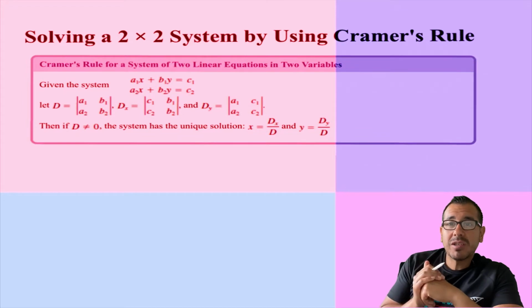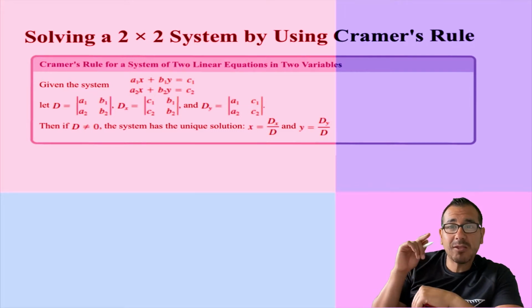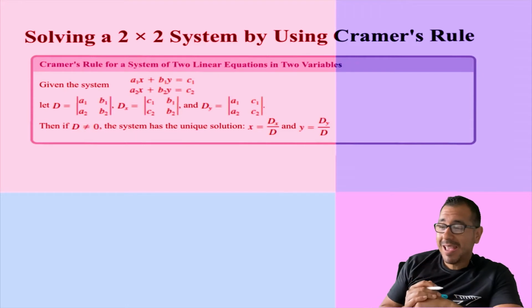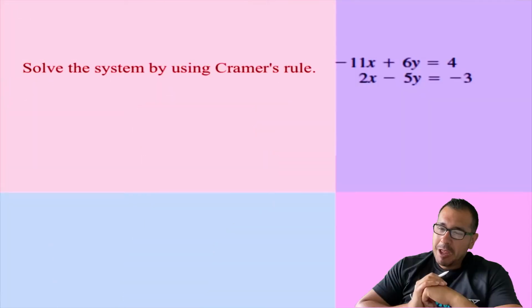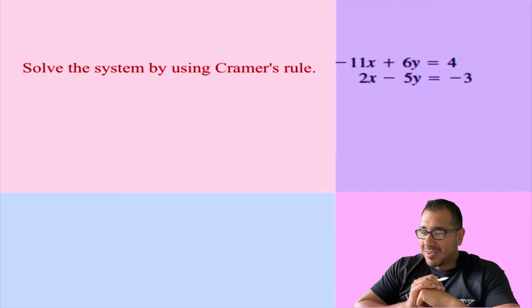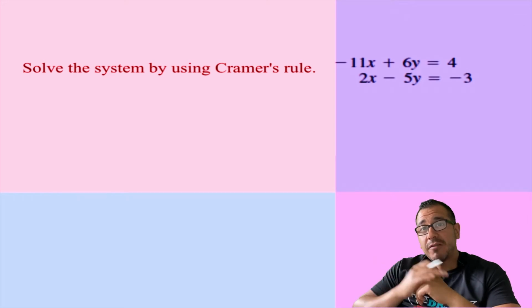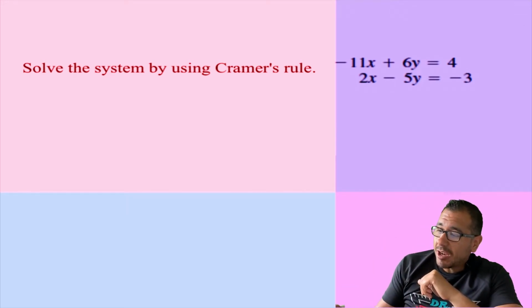So the big question is, how do I actually get here to find my D, Dx, and Dy? That's what I'm here to show you. So let's take a look and start with this example. Let's go ahead and solve this 2x2 system using Cramer's Rule. You have your definition, but let me give you the thought process because you know how we do it in Dr. Math Studios.